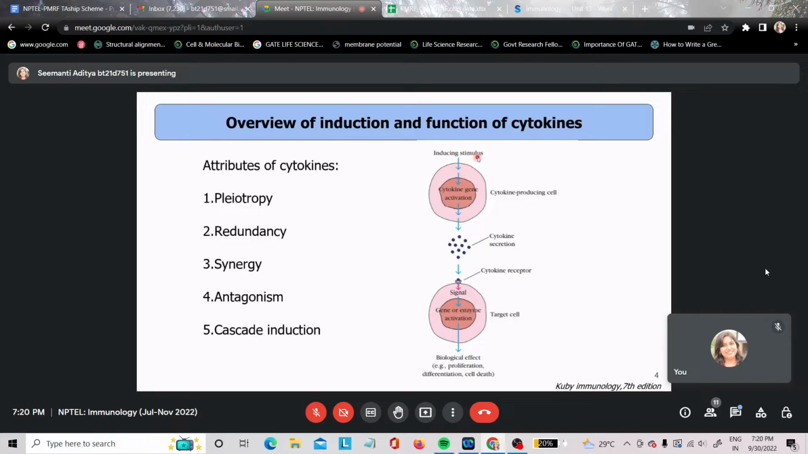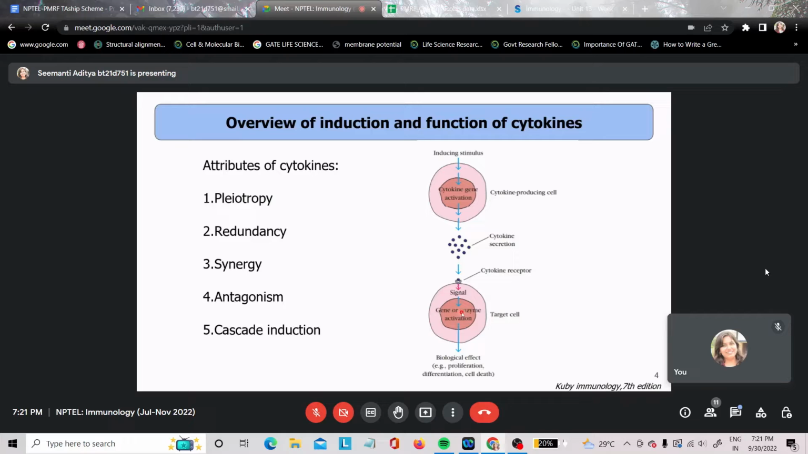So those kinds of stimulus will allow this cytokine gene to get activated, and it will release cytokine into the circulation, or, if it is going to act on a nearby cell, it will release it into the tissue or the extracellular matrix. So cytokines get secreted, and these cytokines will go and bind to the cytokine receptor present on their target cell, and this will pass the signal. Cytokine binding to the cytokine receptor, shown here in gray, will pass the signal, and this will allow gene activation.